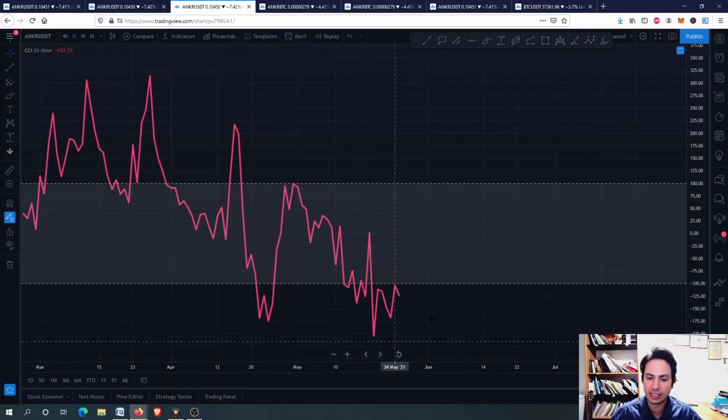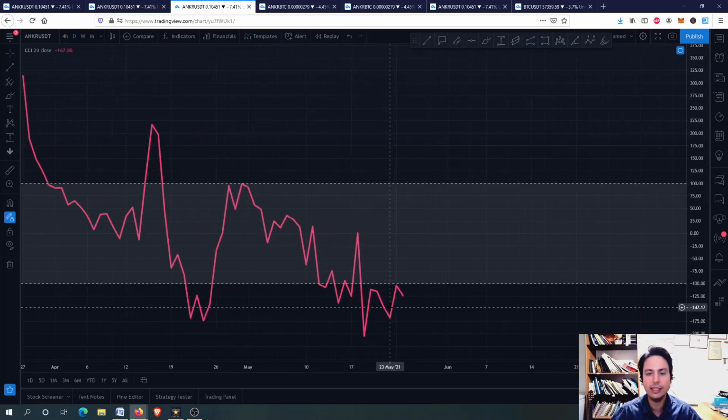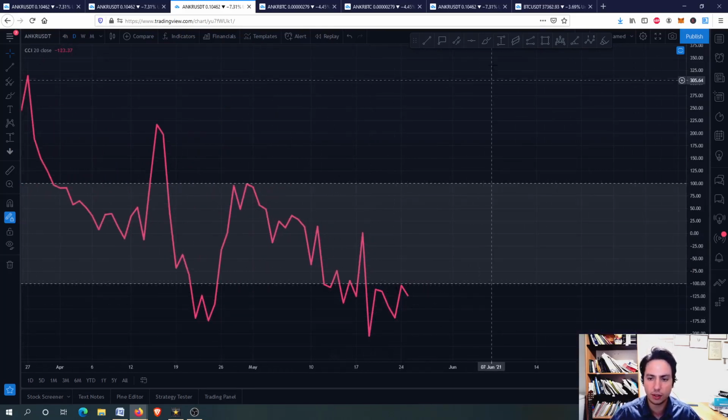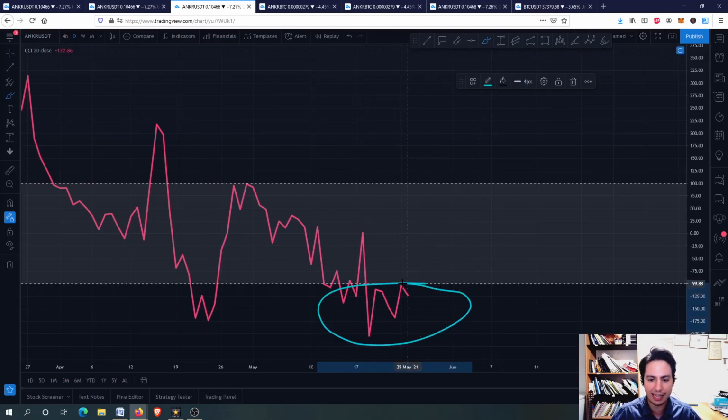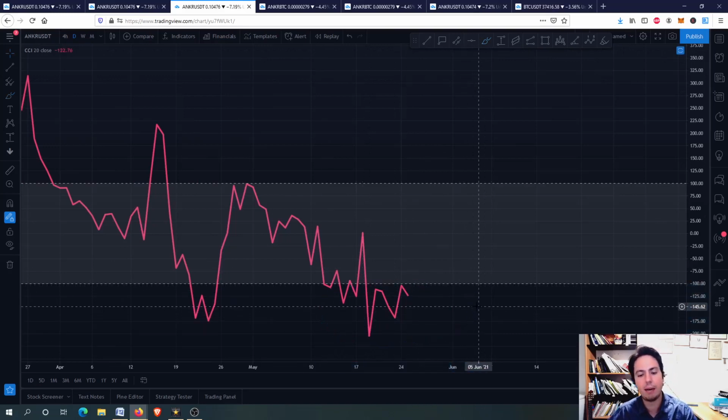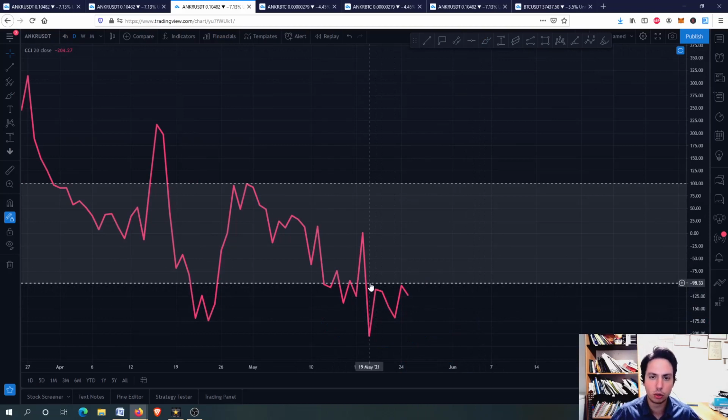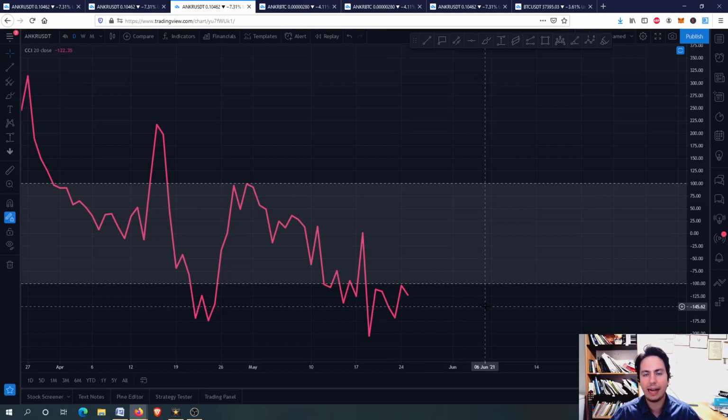For the commodity channel index, the good news is that we are beyond the minus 100. Therefore, we might have a buying opportunity over here. We will see about that though, guys, because we are in a very bearish market. The general rule here is that once we go down from this gray zone, once we go beyond, we are having a buying opportunity because we are having an oversold situation.